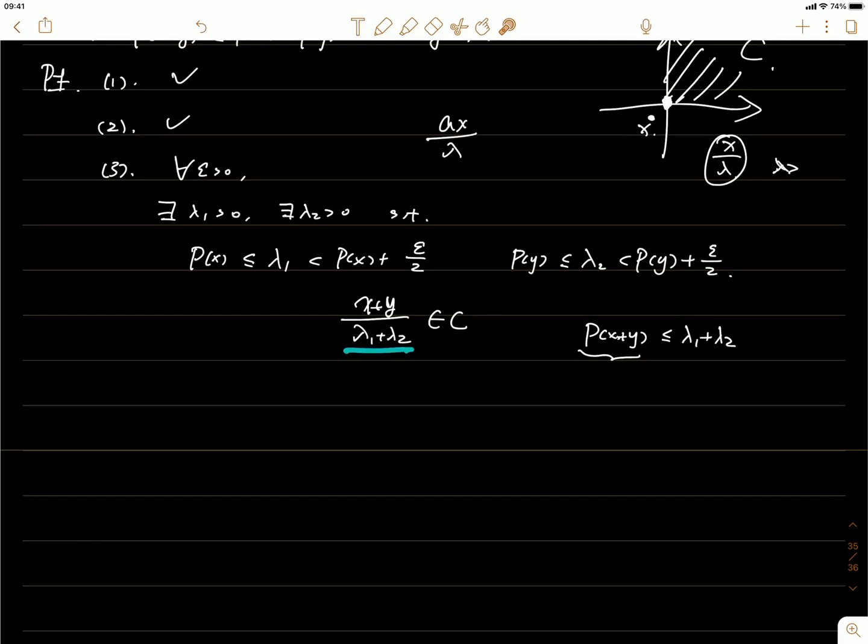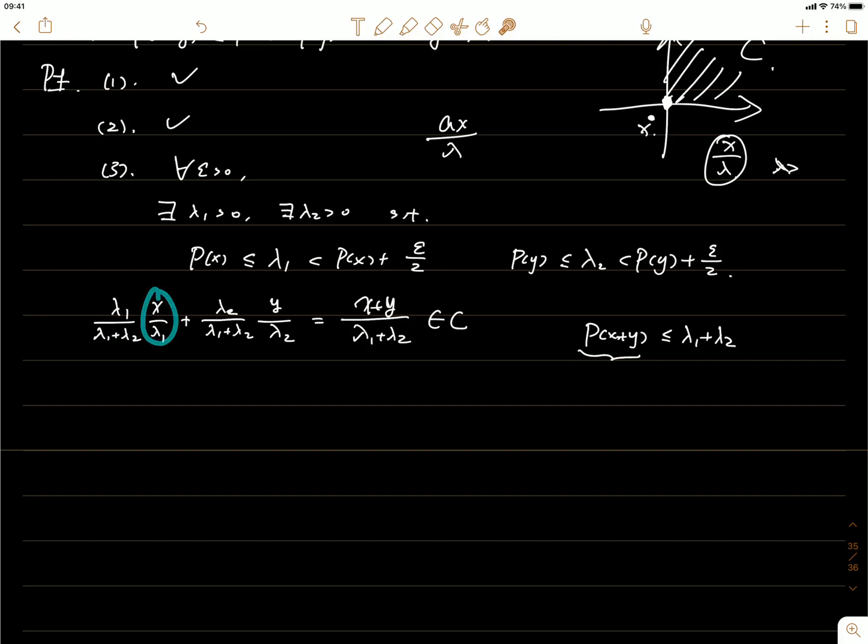Okay, but how do I show that this is in C? I can see that this is actually a convex combination of 2 points, where the coefficients are lambda 1 over lambda 1 plus lambda 2, and lambda 2 over lambda 1 plus lambda 2. I know this is like a combination of coefficients. And for here, I'll have x over lambda 1. And for here, I will have y over lambda 2. Now I have the convex combination of these 2 points using these coefficients.